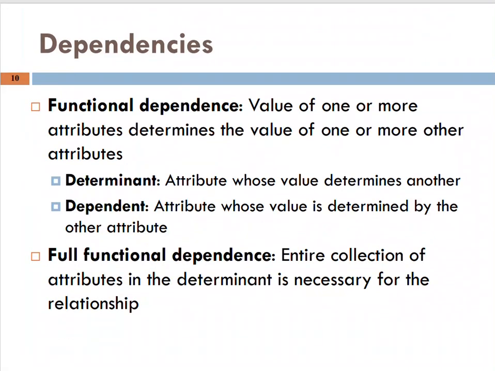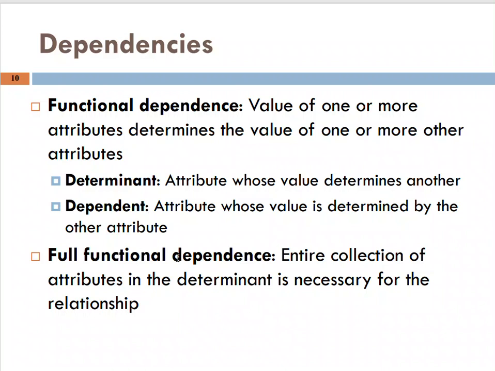Okay, dependencies, functional dependence. Value of one or more attributes determines the value of one or more other attributes. Okay, macam saya kata tadi lah, student number determines student name. Determinant: attribute whose value determines another. Okay, for example, student number, student's metric number. Dependent: attribute whose value is determined by the other attribute. Okay, for example, student name, student date of birth, student address.